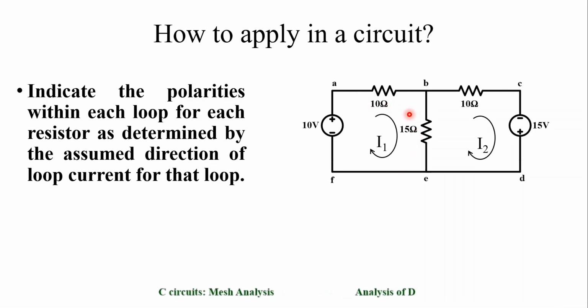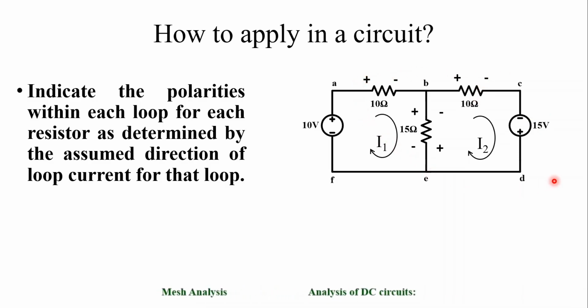Likewise, for this 15 ohm, B will be plus and E will be minus. If I consider the second loop, in the 10 ohm, B will be plus and C will be minus. Likewise, for this 15 ohm, here it will be plus and here it will be minus. So likewise we have represented the polarity.